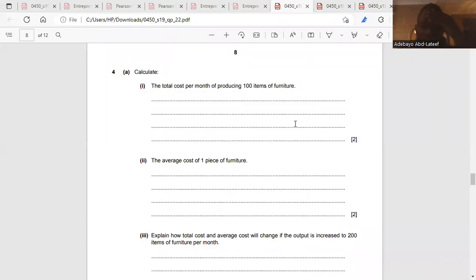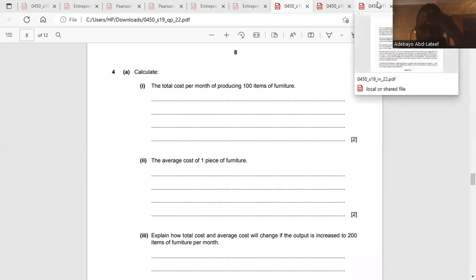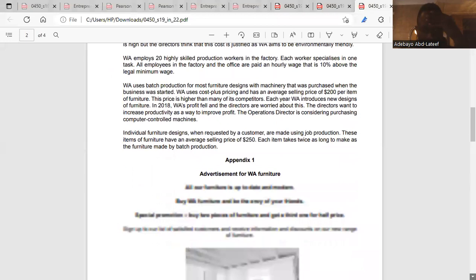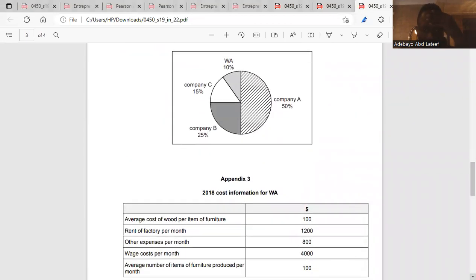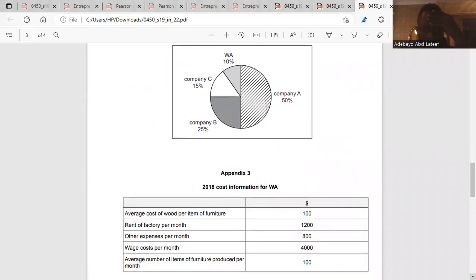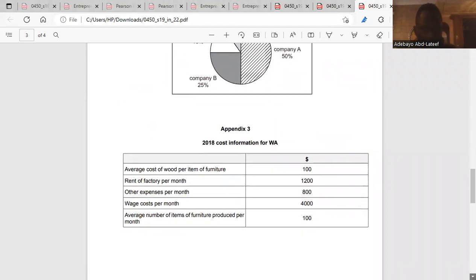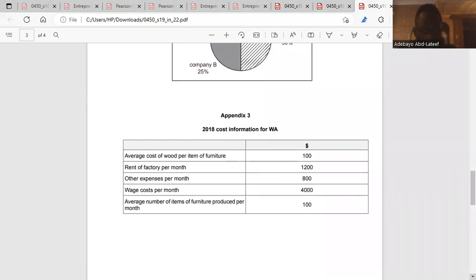The total cost per month for producing 100 items of furniture. We need to go back to the case study. This is the cost information for TC: average cost of wood per item, rent of factory, other expenses per month, wage cost per month, average number of items of furniture produced per month.